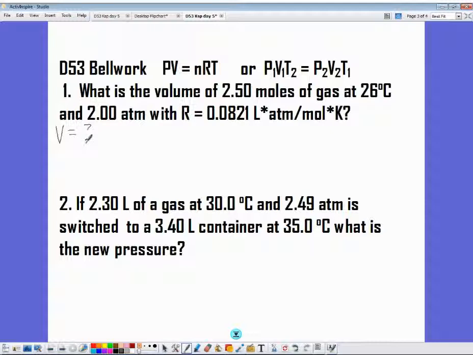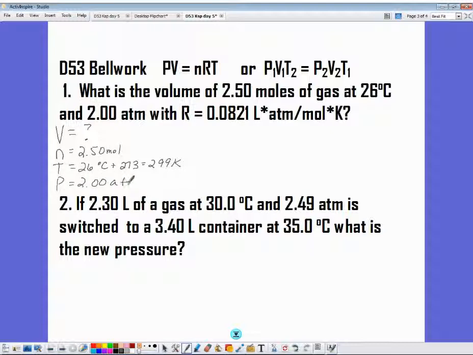When I have 2.5 moles, that's my N, 2.50 moles, and I'm going to abbreviate moles as MOL, at a temperature of 26 degrees Celsius. So I add 273, and when I add 273 to that, I get 299. Because this is to the ones place, that's what I do with my Kelvin. I take it to the ones place. And a pressure of 2 atmospheres.